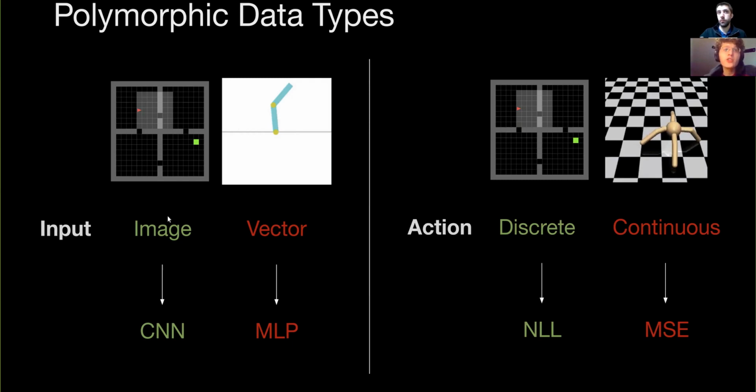So if we're getting an image, we could use a CNN. If we're getting a vector, we can use an MLP. And similarly, we can reconfigure different action losses.